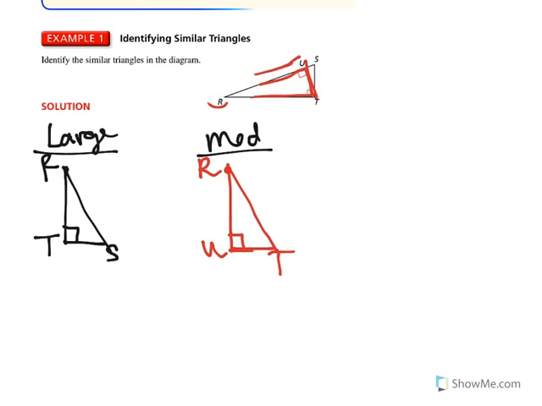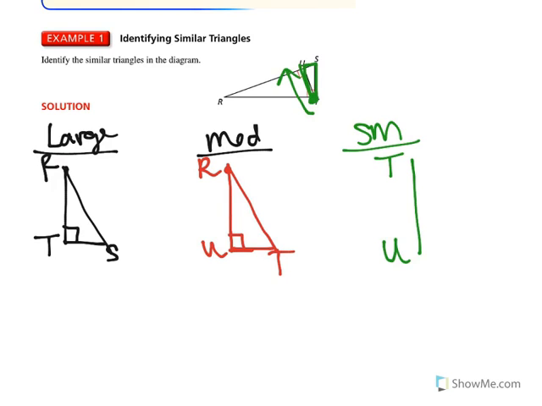Okay. And then I'm going to look at my smallest triangle. I'm going to put it here in green. So I'm going to start with my hypotenuse and my longest leg, or my altitude, and that starts with my T. And then I'm going to go to my right angle, which is at U. And then I'm going to go out to S, because it's along my short leg.